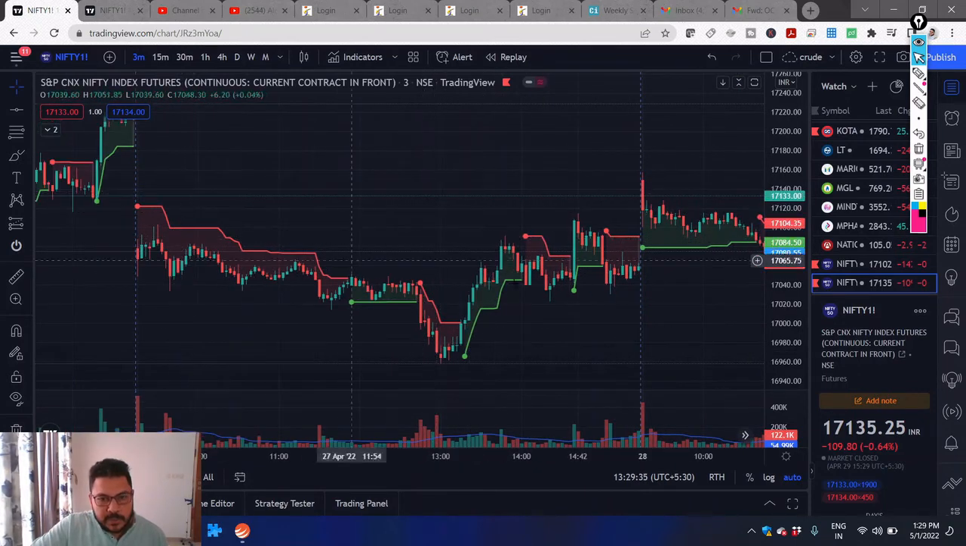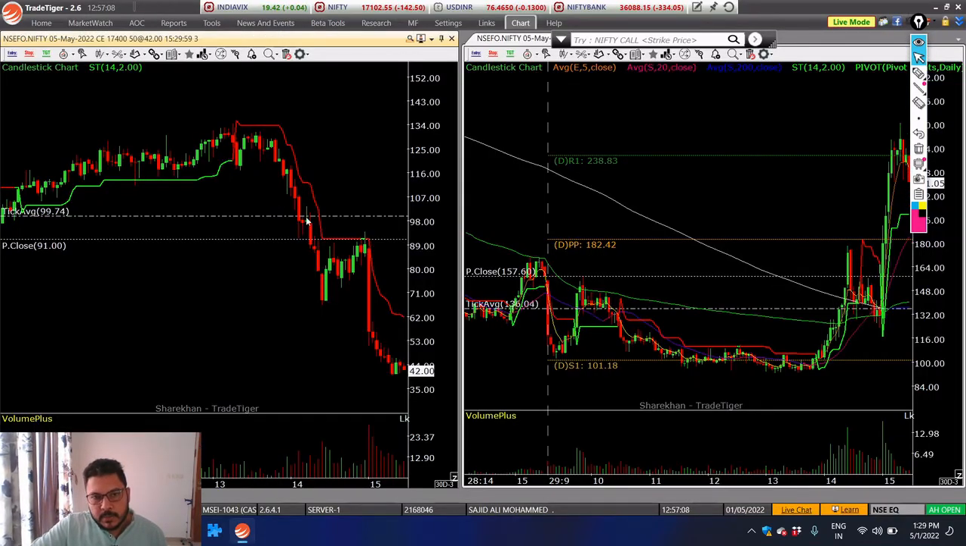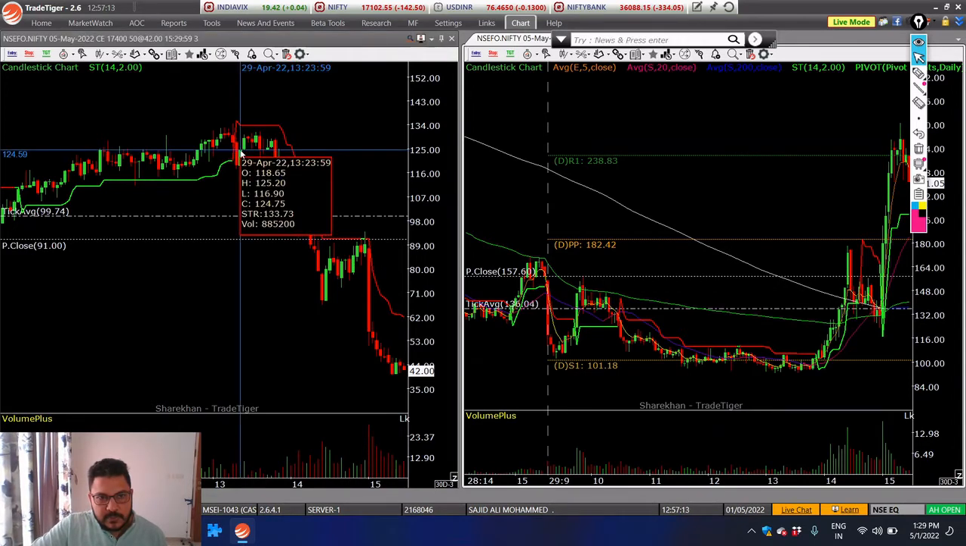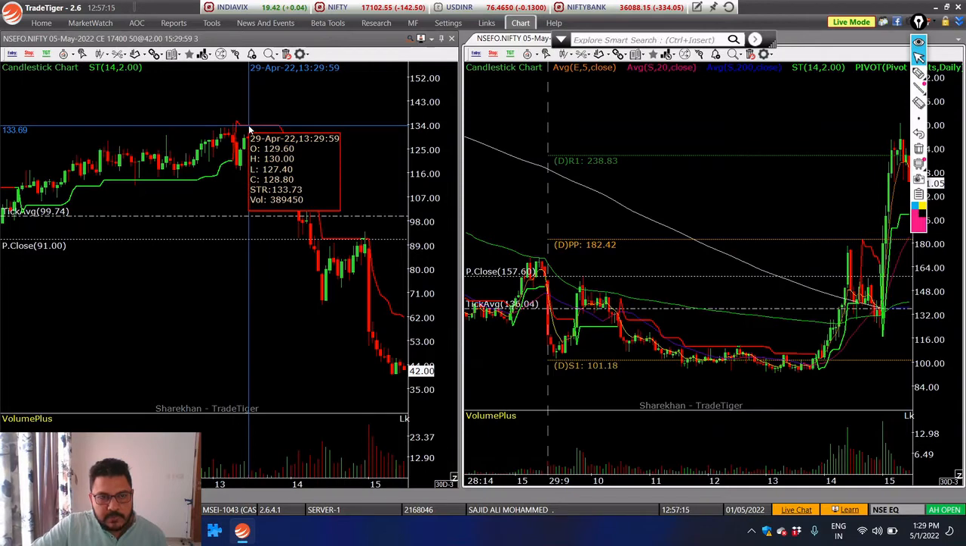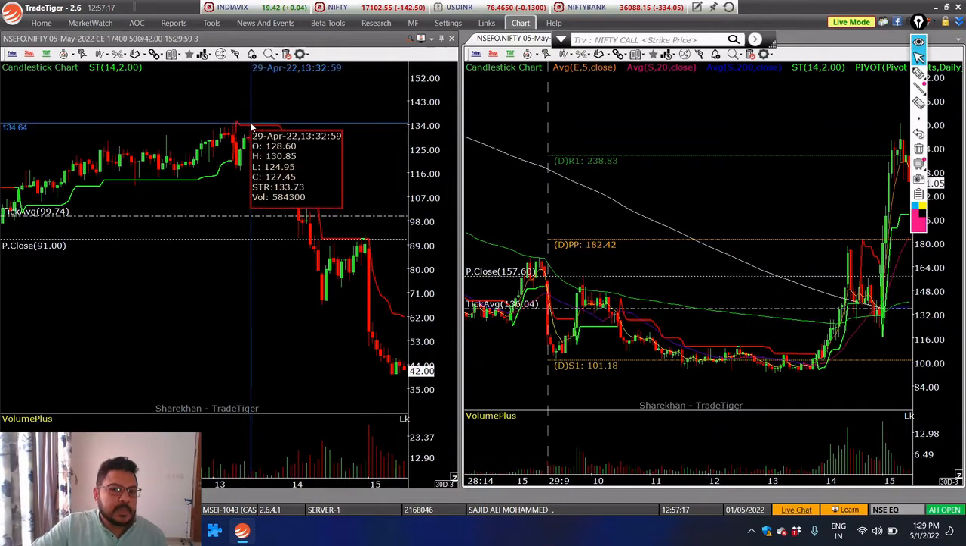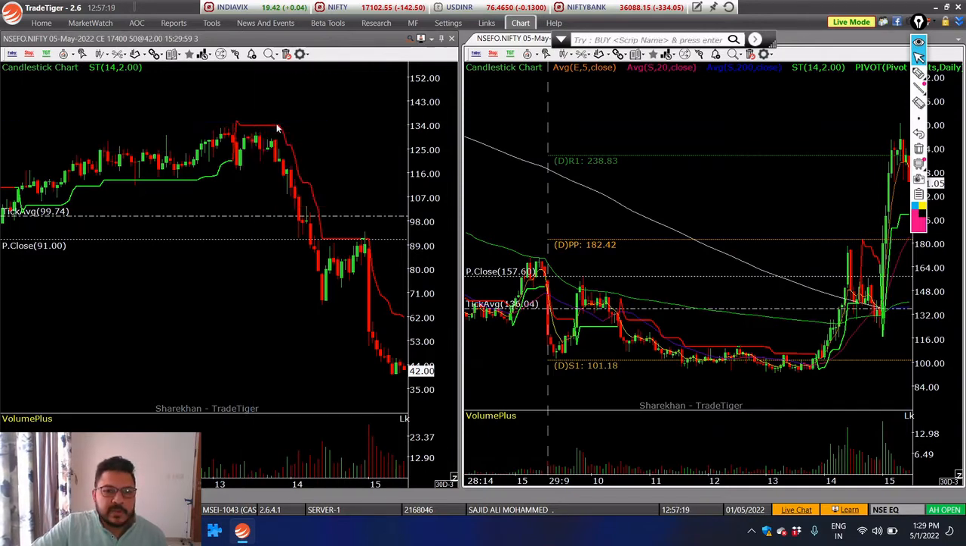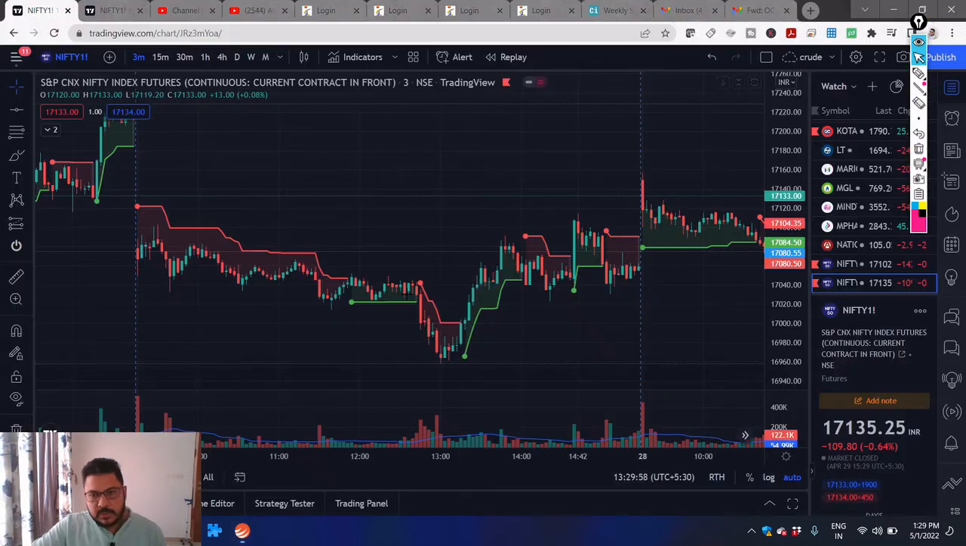So if you use super trend and then sell a call, then sell a put, and follow the same stop loss strategy, say for example 124 was this, your stop loss would have been 133, or put it a little higher, 135, and keep following it. It would have come till 62. Simple.